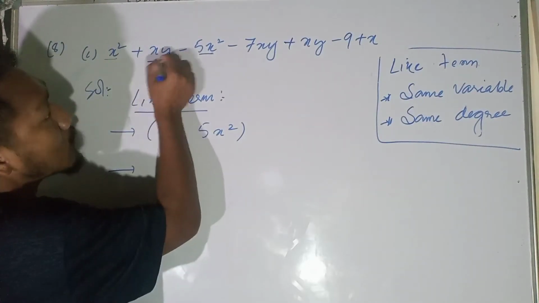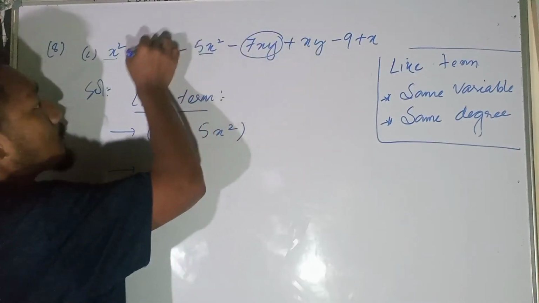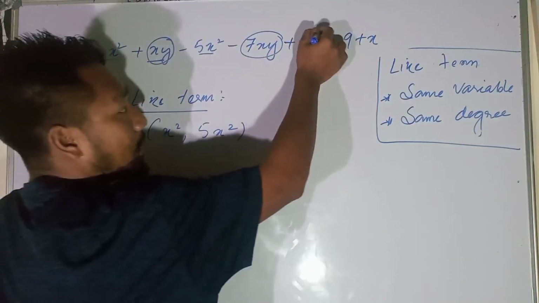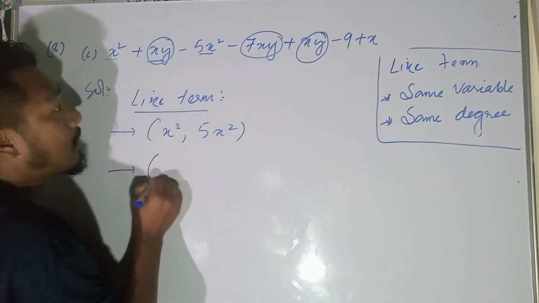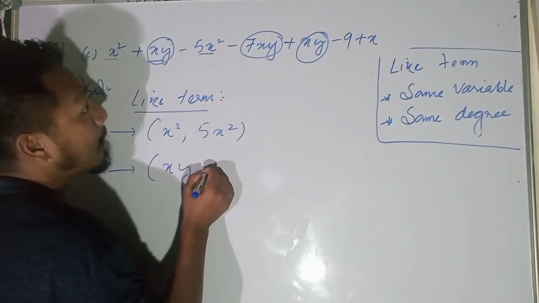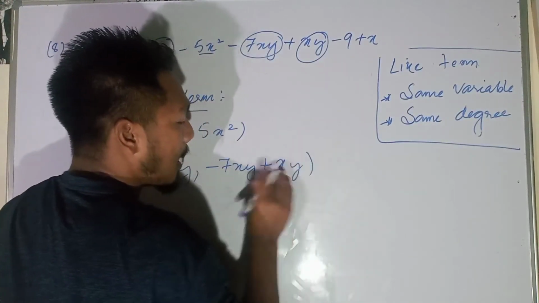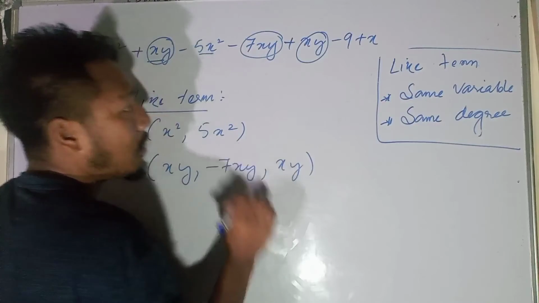xy. This is xy, and this is also xy. This is also xy. Their powers are also the same. One more again we have. This is xy again. So these are what? xy and minus 7xy and plus xy. These xy's are all like terms.